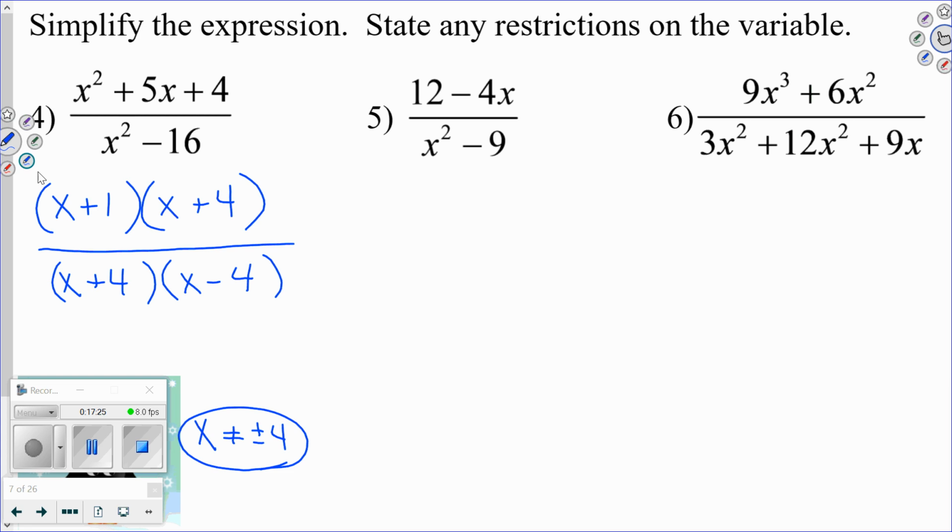All right, so from here, last step after restrictions is cancel. The x plus 4s. So I have x plus 1 on the top, x minus 4 on the bottom. Can I cancel the x's? Why not? I said so. They're held with a plus or minus. I cannot.